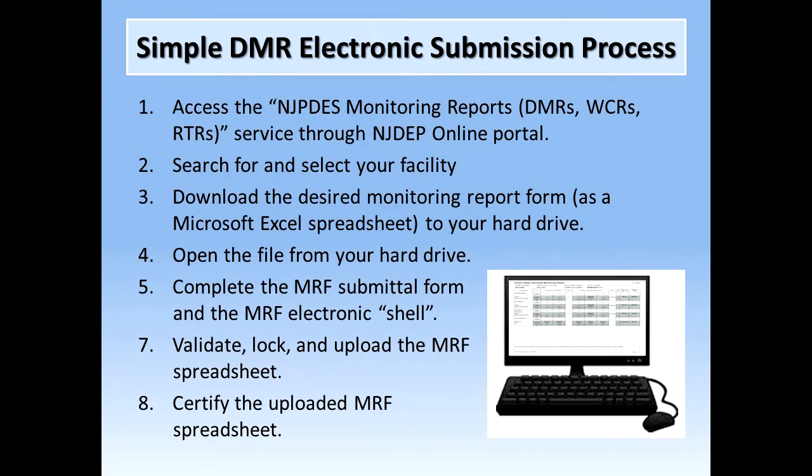As well as the many benefits associated with electronic reporting, the process by which DMRs are submitted is relatively simple. First, the permittee accesses the NJDEP Monitoring Reports service through the NJDEP online portal. Next, the permittee searches for and selects their facility. Under their facility window, the list of available DMRs will be provided. The permittee then downloads their desired DMR as an Excel file to their hard drive.